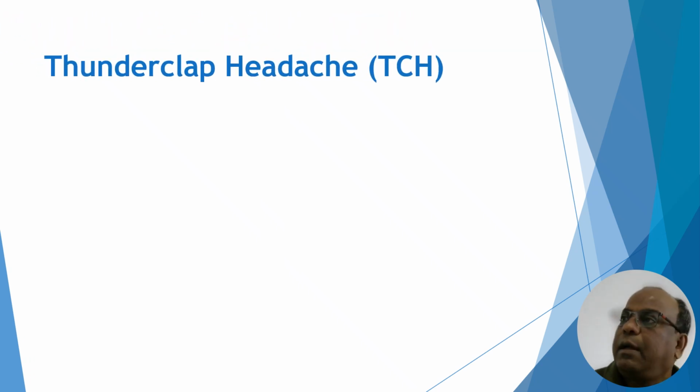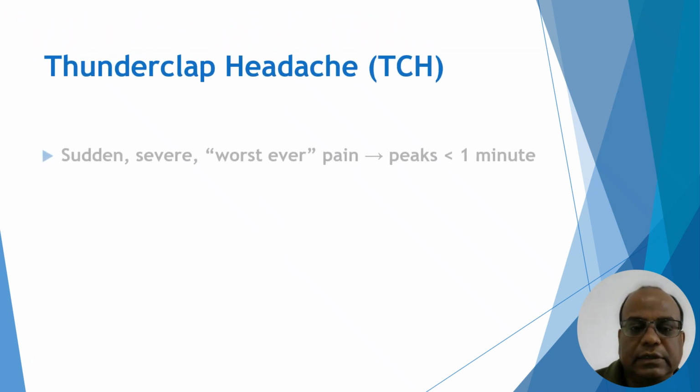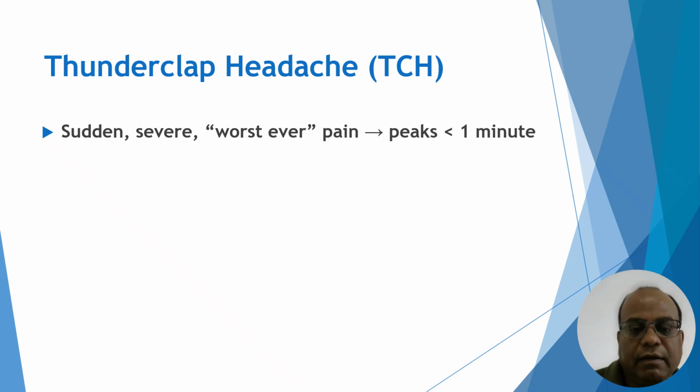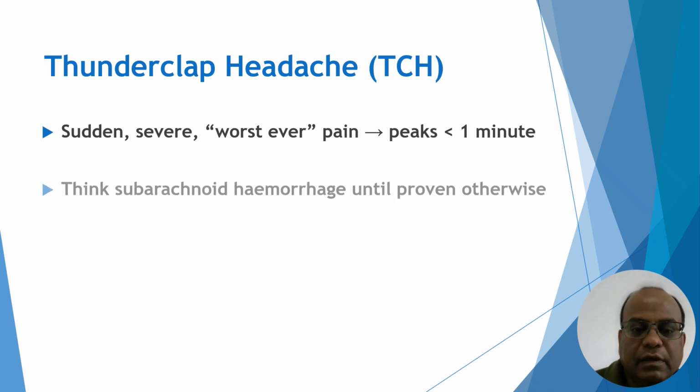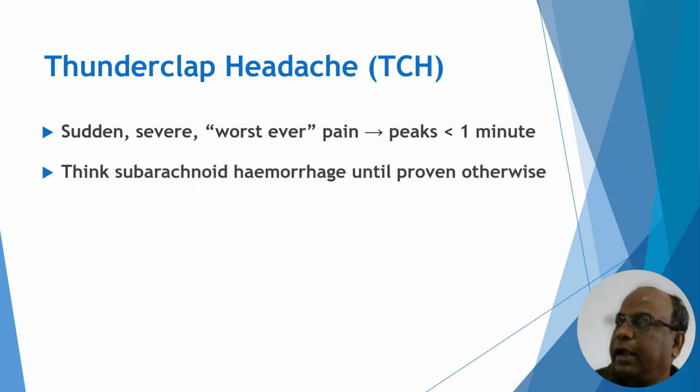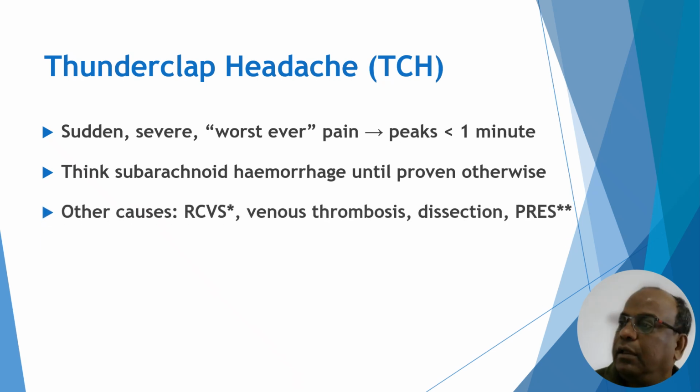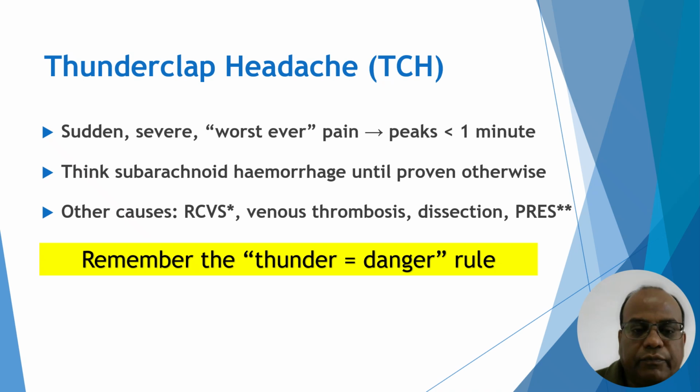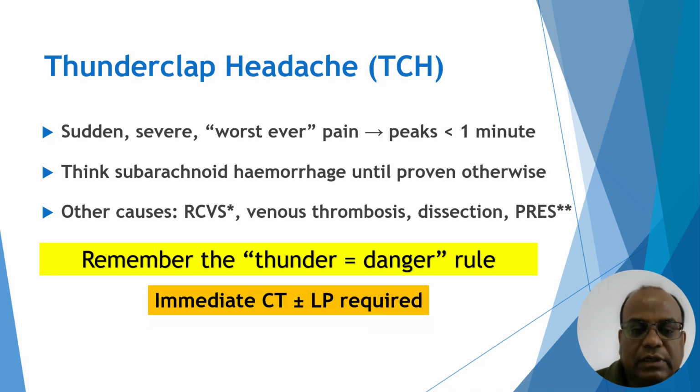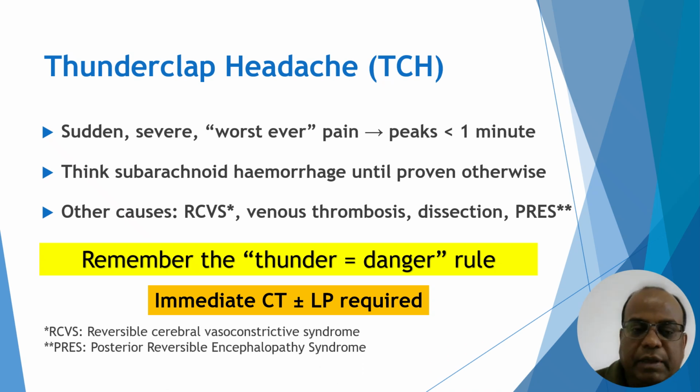Number one is thunderclap headache. This is a sudden, severe, worst ever pain that peaks within minutes. Always think about subarachnoid hemorrhage until proven otherwise. So this is a medical emergency. Other causes include venous thrombosis, aneurysmal dissections, and other conditions. Remember, thunder means danger, and an immediate CT scan and lumbar puncture may be required.